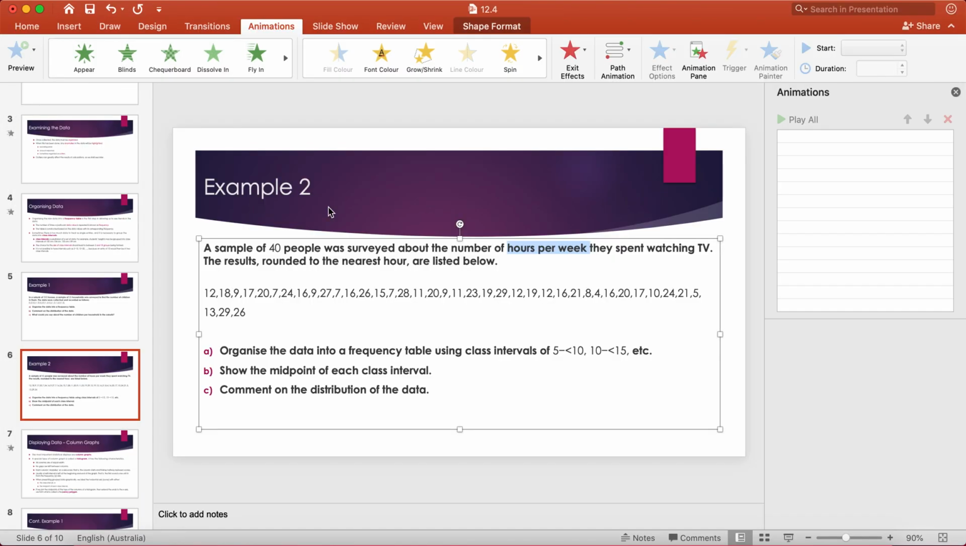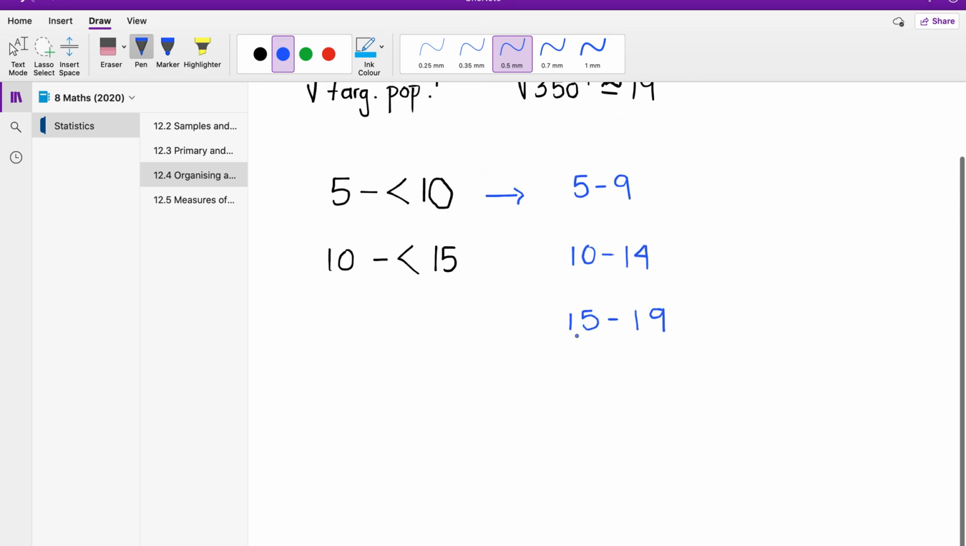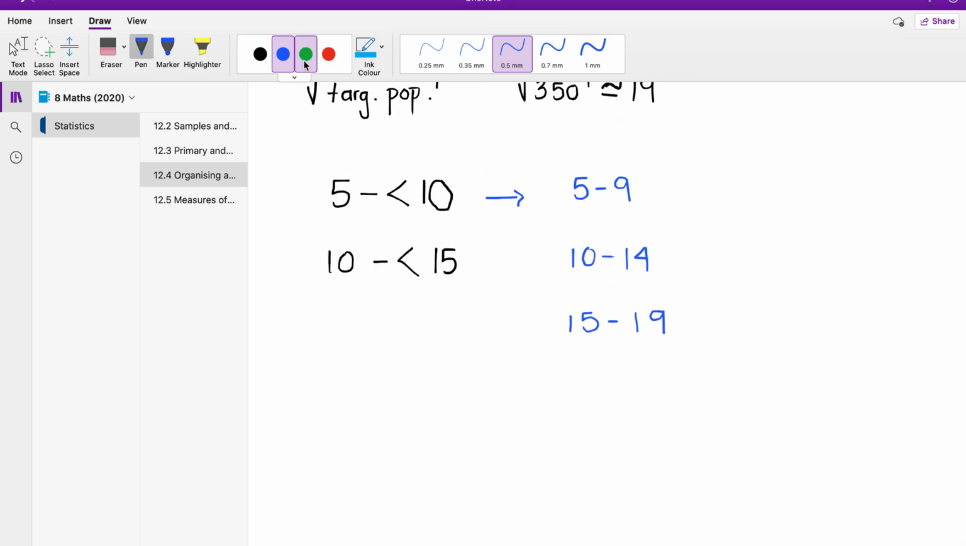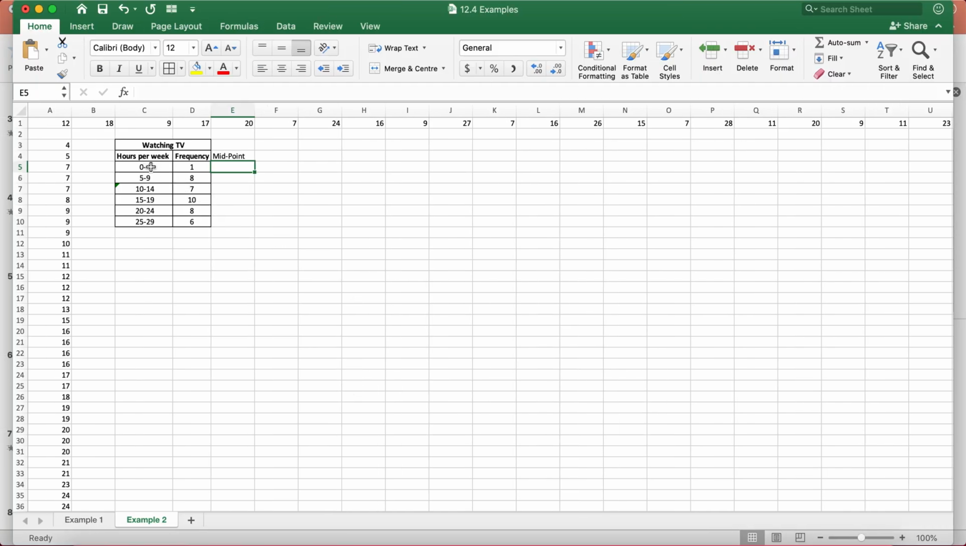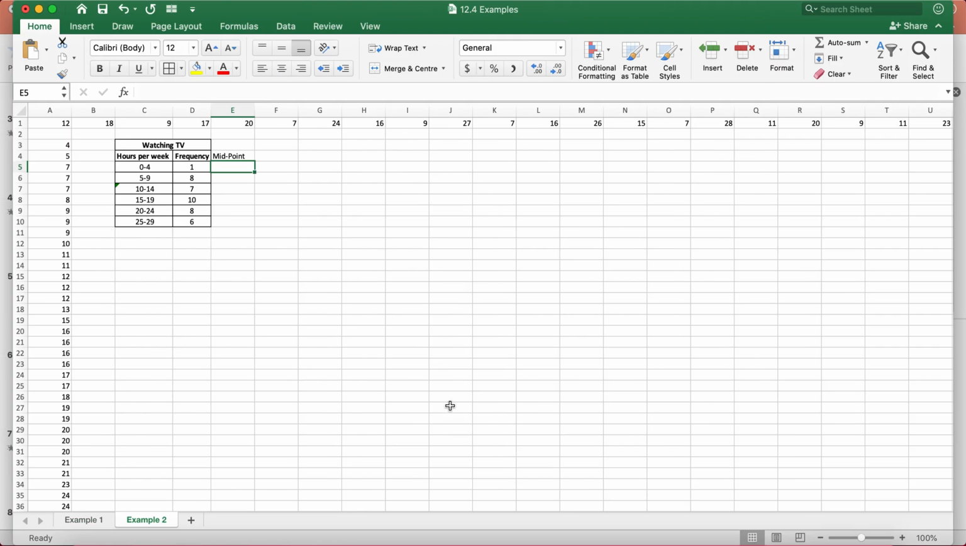Because I have from 0 to 4, I'm going to go down here. I'm going to do it with green. So from 0 to 4, that is the first class interval that I have here. What values can I have? I can have 1, 2, 3, or 4. Agree? So if I cross this one and this one and this one and this one, what goes in the middle? 1.5. Okay, that will be the midpoint.